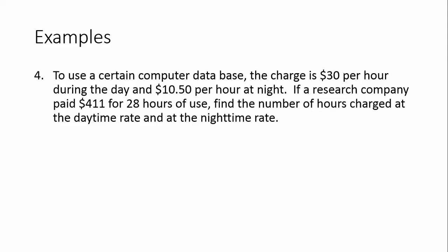So the two things we're talking about are daytime rate and nighttime rate. So I'll call the daytime rate X, the nighttime rate Y. Some of you may even like to use specific variables like D and N to help you keep track, but that's fine as well, but I'll probably always use X and Y. So first we know the charge is $30 for the day and $10.50 at night. We know they paid $411 and they have 28 hours of use altogether. So those are our parts.